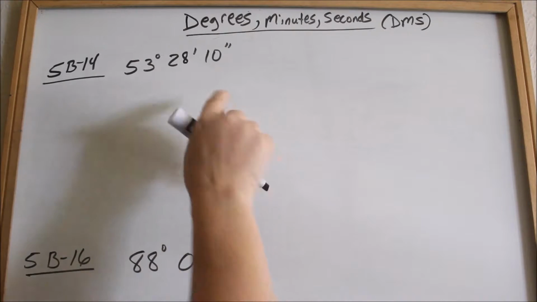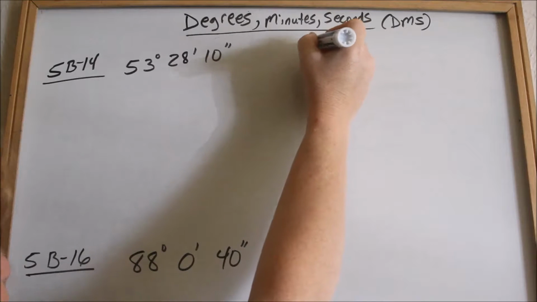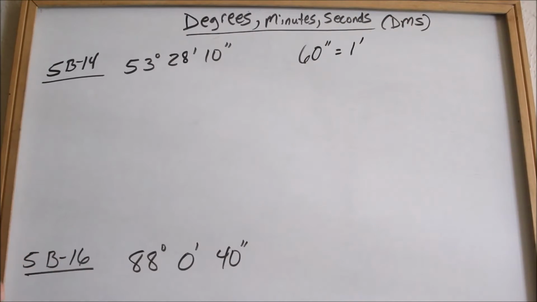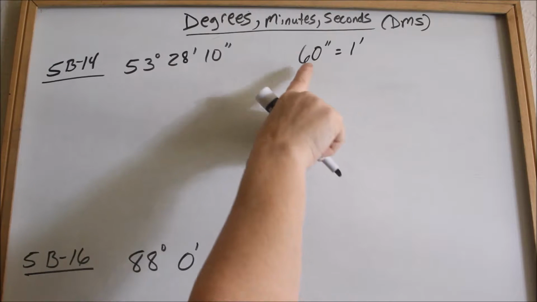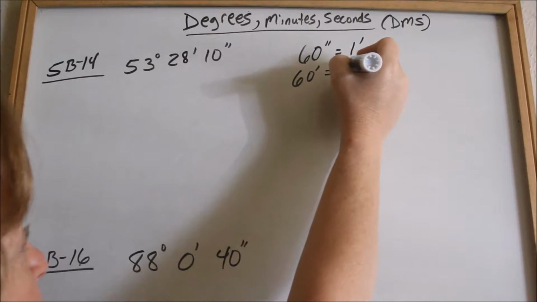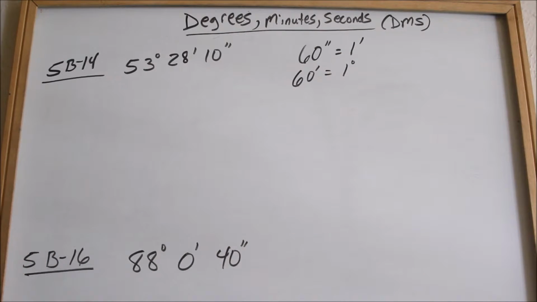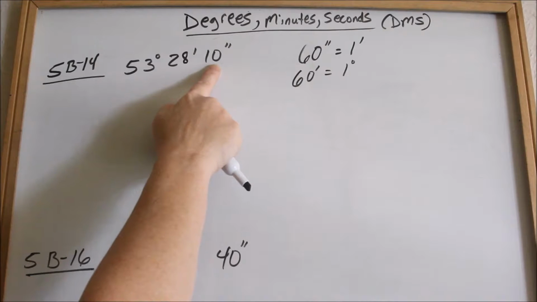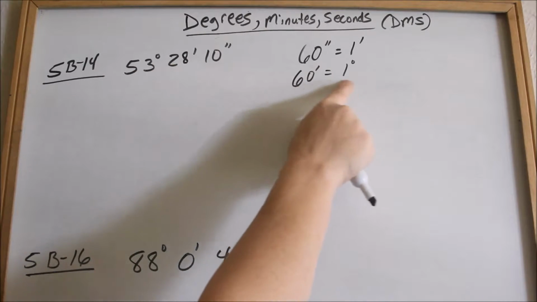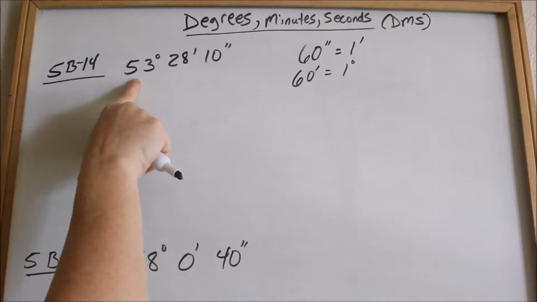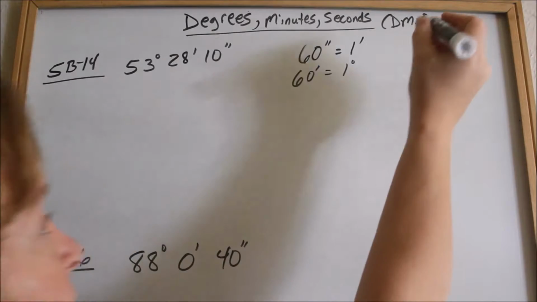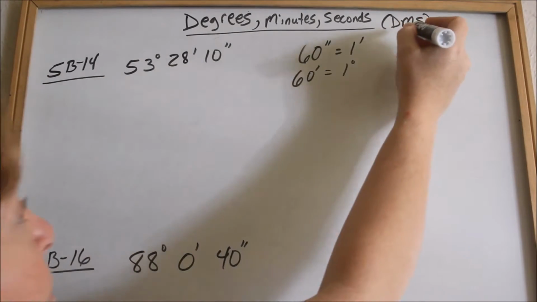So the first thing you need to know is that there are 60 seconds in 1 minute. You should already know that. 60 seconds in 1 minute, and there are 60 minutes in 1 degree. So you just start from here: 60 seconds in 1 minute, 60 minutes in 1 degree. These are your conversion factors that we can use to convert this into a decimal instead of degrees, minutes, seconds.